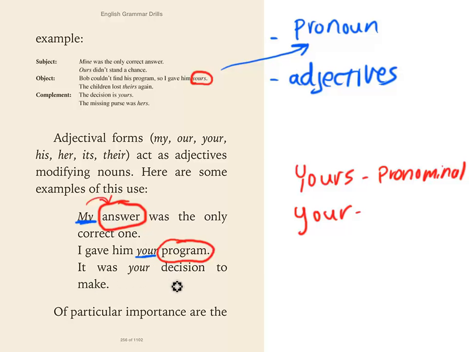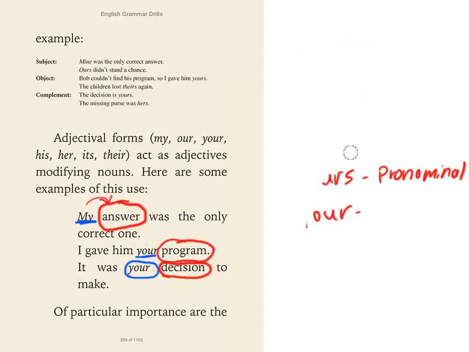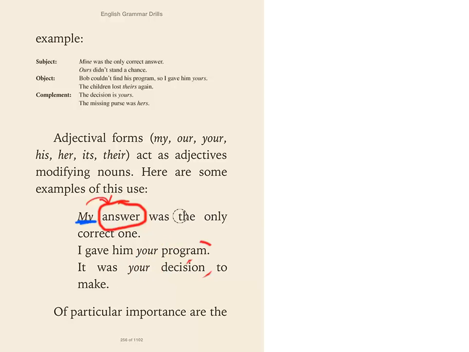It was your decision to make. Well, it was, once again, it was your what? It was your decision. All right? Your modifies whose decision. Okay, so that's the difference between the adjectives and the true pronouns or the pronominal. And we're going to take a look at those terms again so we can learn them. There's no reason why we shouldn't remember what they're called.